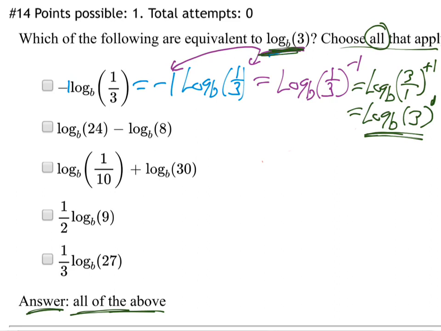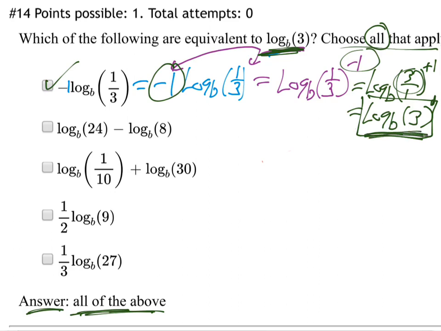They're asking, which of these are just weird or fancy ways of saying log base b of 3? Well, we already know the answer is all of them. So we just proved that the first one is a fancy way of saying log base b of 3, because that negative power can go up here. That flips the fraction, and that's just log base b of 3. Let's try the next one.